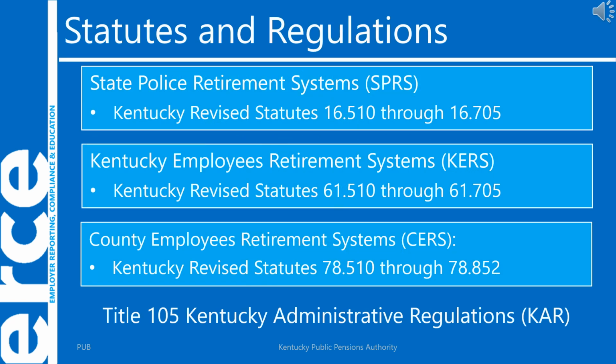All systems under KPPA are qualified governmental defined benefits plans established under Section 104A of the Internal Revenue Code. The three retirement systems are governed by the Kentucky Revised Statutes under Chapters 16, 61, and 78, respectively. Since KPPA is an administrative agency, the administrative regulations necessary to carry out the statutes, policies, and procedures covering the systems are found in Title 105 of the Kentucky Administrative Regulations. What this means is the who, what, and how of the monthly report is governed by statute and administrative regs, and ERCE is there to help participating employers stay in compliance.